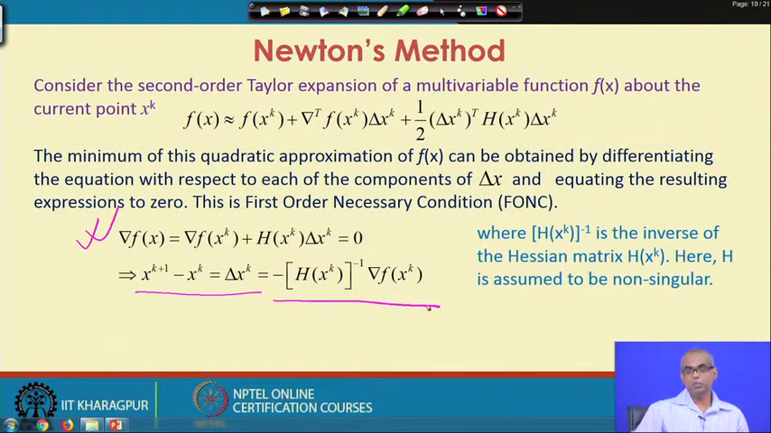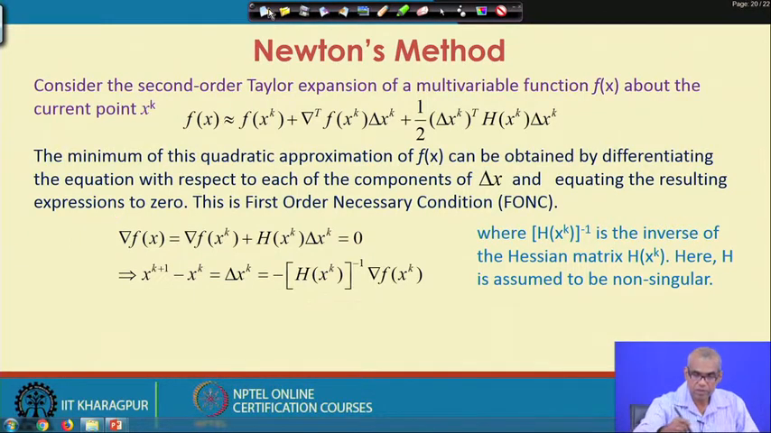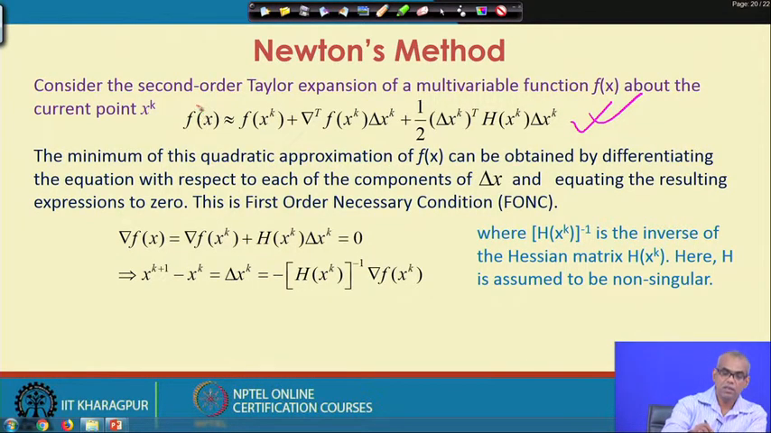So, the inverse of the Hessian matrix H is required. We assume the Hessian matrix H to be non-singular. So, let us look at one more time. This is the Taylor series expansion of a multivariable function about the current point x k. So, this is a quadratic approximation of any general nonlinear function f x.